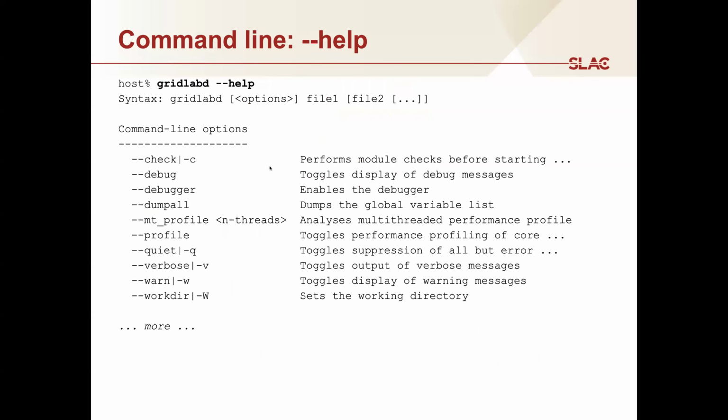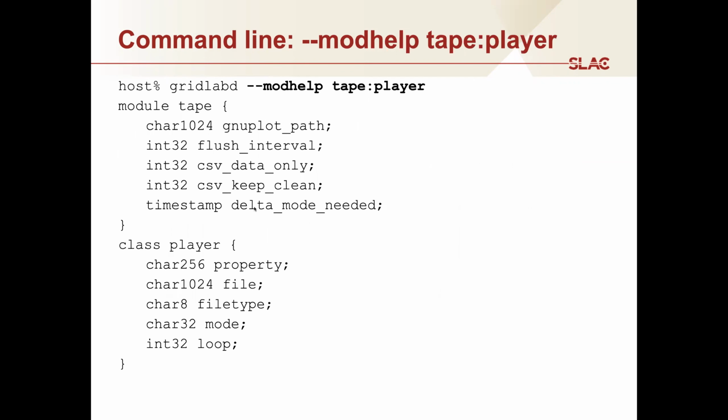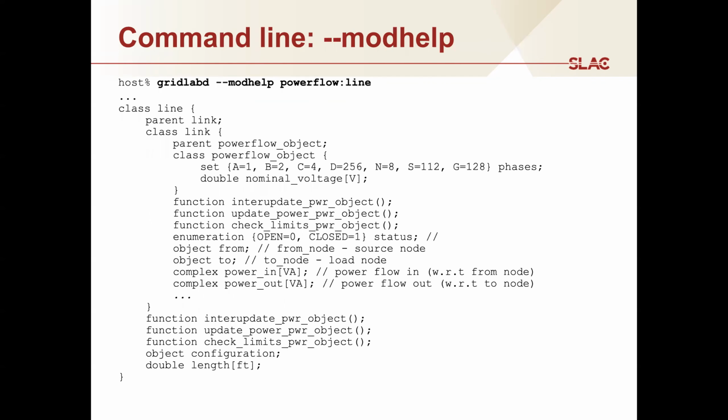Okay, so here's how the help works. It just displays each of the command line options. There are many. This goes on for several pages, so I'm not going to show it all, but you get the idea. It tells you what the option is and what it means. If you want mod help player, for example, tape player, it displays the module globals that are relevant to that module and the properties for that particular object.